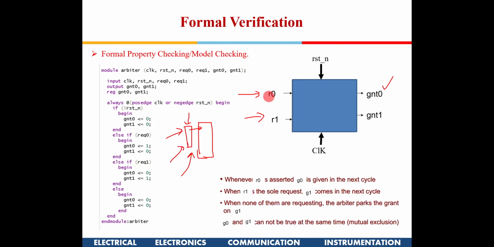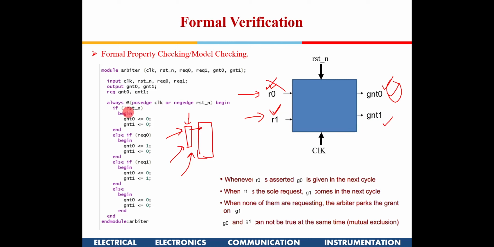Now suppose I want to give R0 higher priority. So I design a block which says if R0 is high, then obviously grant 0 will go high. If R0 and R1 both are high, grant 0 will go high. Grant 1 will go high only if grant 0 is not there and R1 is there. This is the second priority interrupt. So I write a code for that.